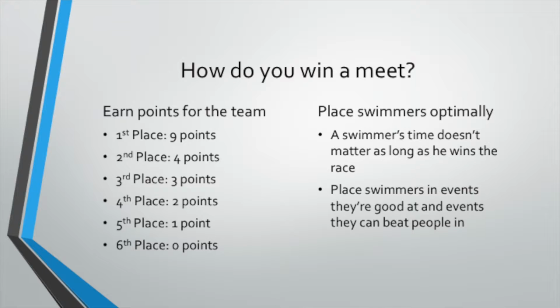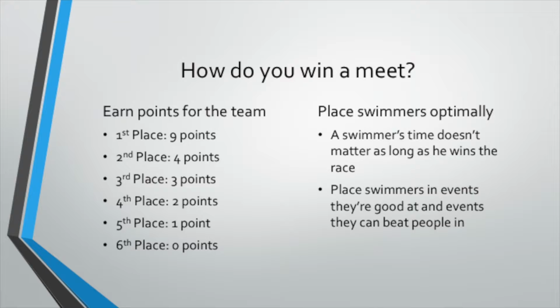So, how do you win a swim meet? Well, points are awarded based on where a swimmer places relative to other swimmers in each event. So if a swimmer gets first place, he's awarded 9 points. If a swimmer is awarded second place, then he gets 4 points, then 3 points, 2 points, 1 point, and then the sixth place person gets no points.